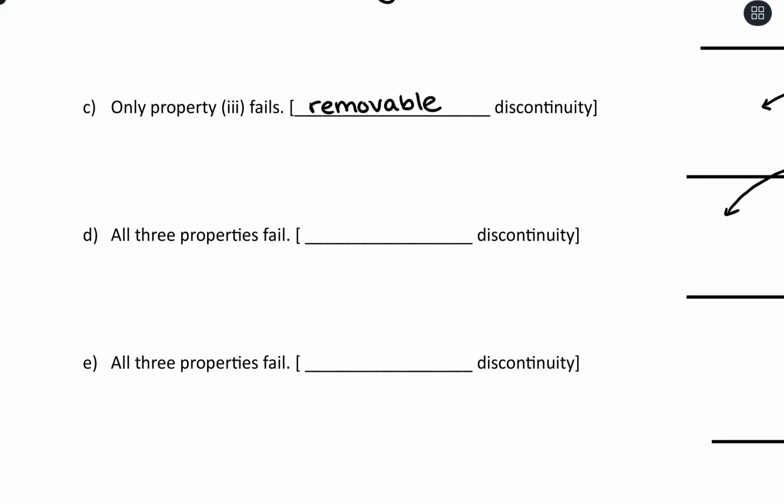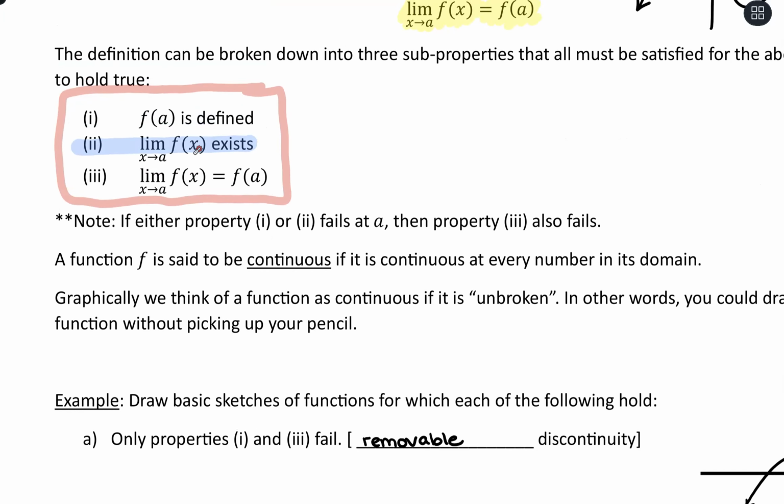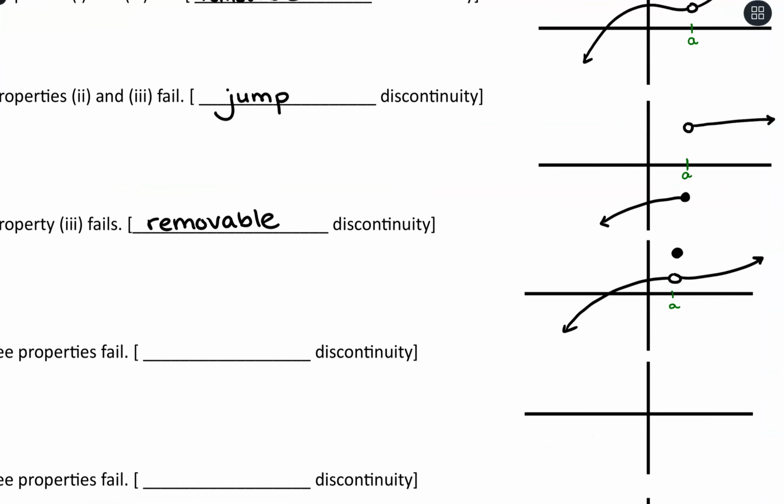Okay, there are going to be 2 cases where all 3 properties fail. So we're going to have f of a is undefined, the two-sided limit does not exist, and that's going to force the third one to fail as well. So let's look at the 2 cases here.